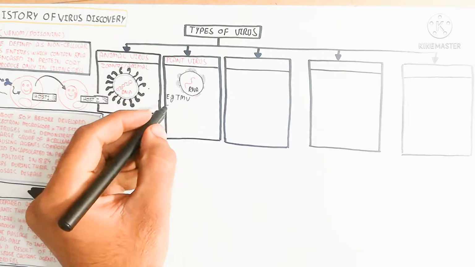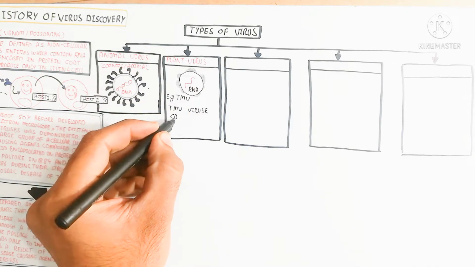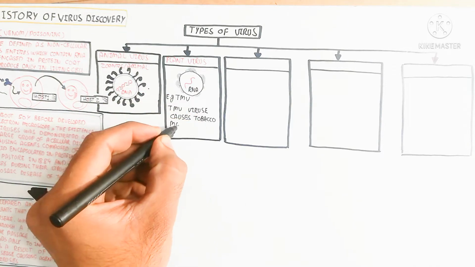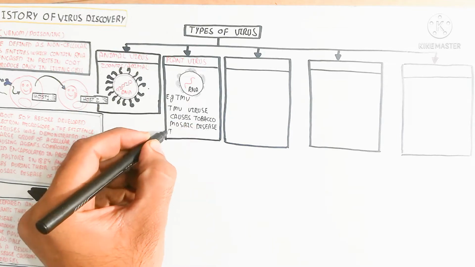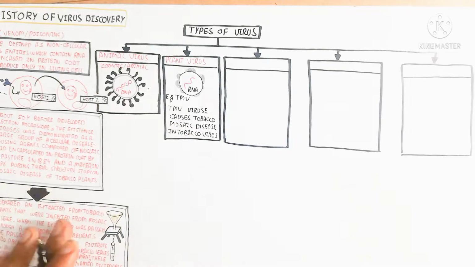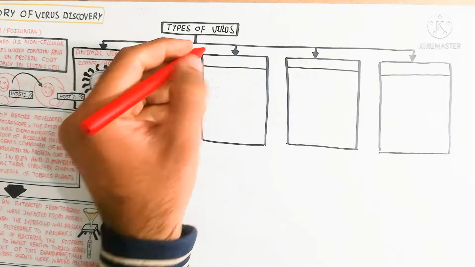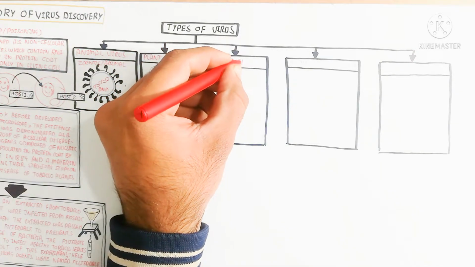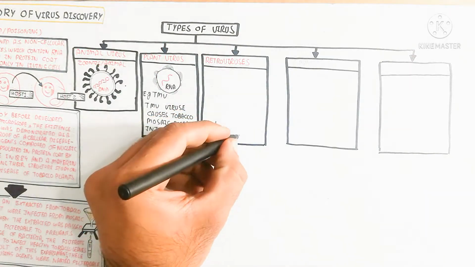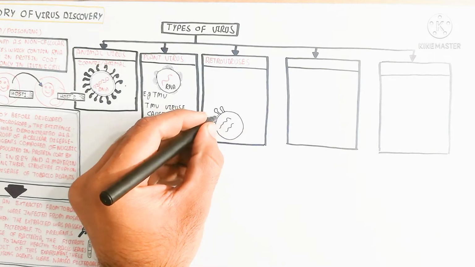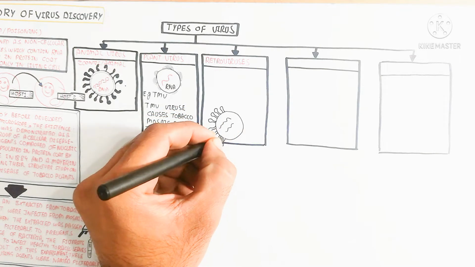And the plant virus: the tobacco mosaic virus is the best example of a plant virus, which contains RNA. The major viruses are RNA based, and tobacco mosaic virus causes tobacco mosaic disease in the tobacco plant.